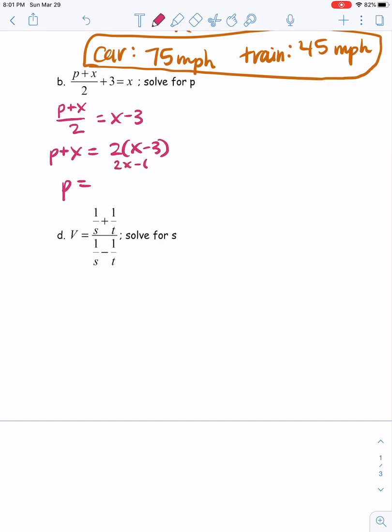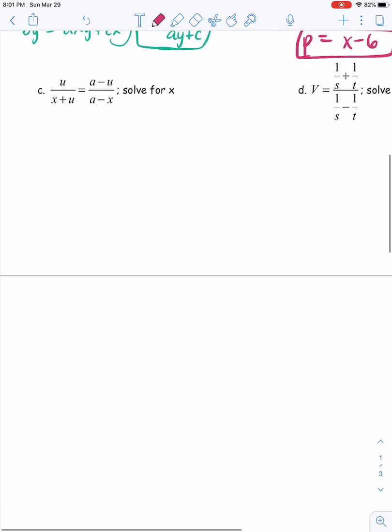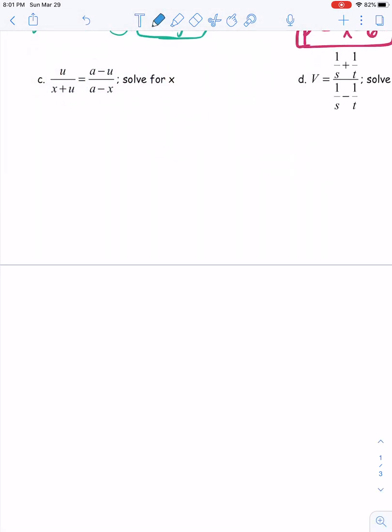Hopefully you know that this is 2x minus 6. And so if I just subtract x from both sides, I'm just going to be left with 1x minus 6. Done. Final answer. All right. Going down here. All right. We got to solve for x again.